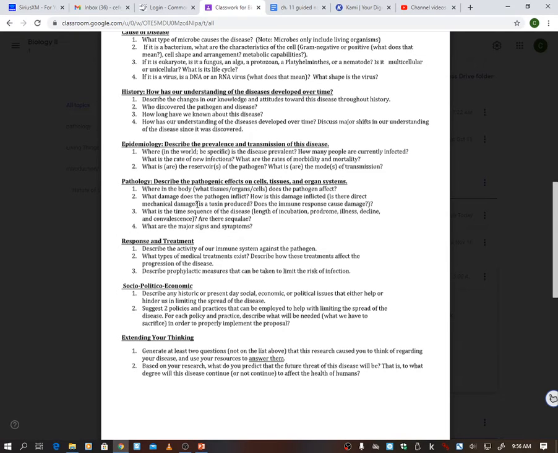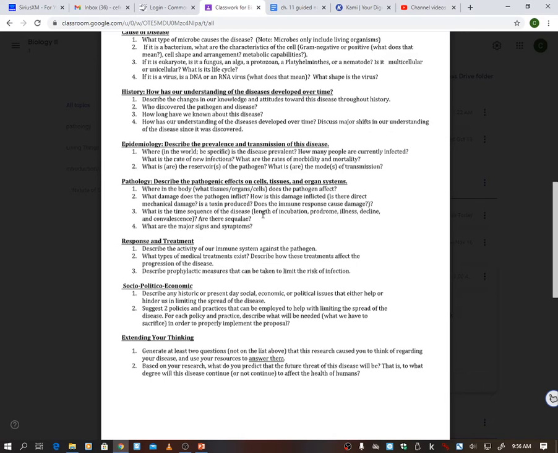Is there direct mechanical damage? Is there a toxin? Like a lot of bacteria, there's toxin. If you get food poisoning, that's because of the toxin released from the bacteria. Does the immune response cause damage? Because sometimes your own immune system can cause inflammation, which will then cause damage for you.